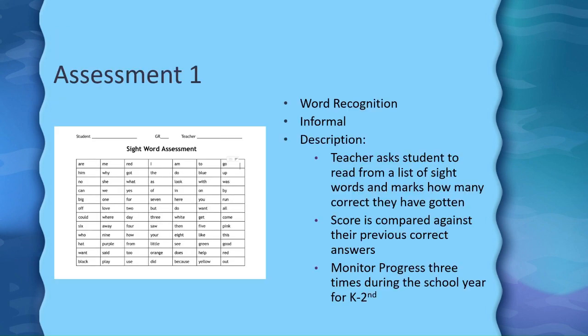So for our first assessment, we have word recognition. This is an informal assessment, and within this one, the teacher will ask a student to read from a list of sight words, and they just mark how many correct they've gotten. I have an example here on the left.